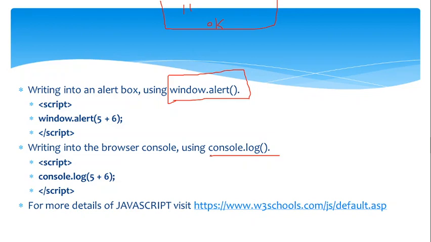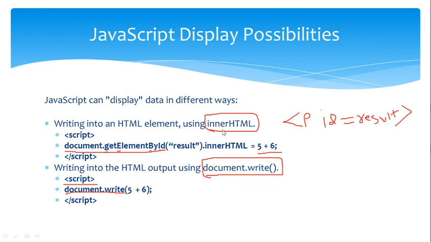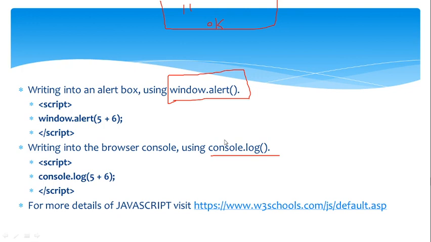In the browser console itself, we can see the result. We can write console.log 5 plus 6, then the 11 will be displayed in the browser. Okay, so this is a simple way. There are the 4 ways. First one is innerHTML, the second one is document.write, the third one is window.alert, and the fourth one is console.log.